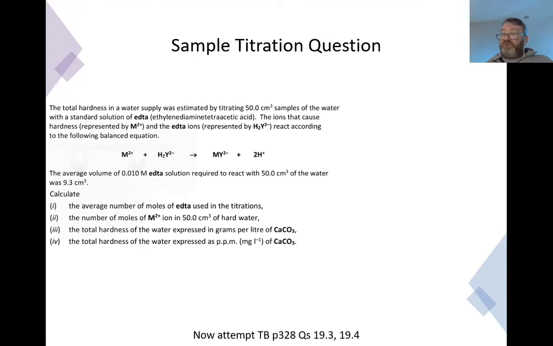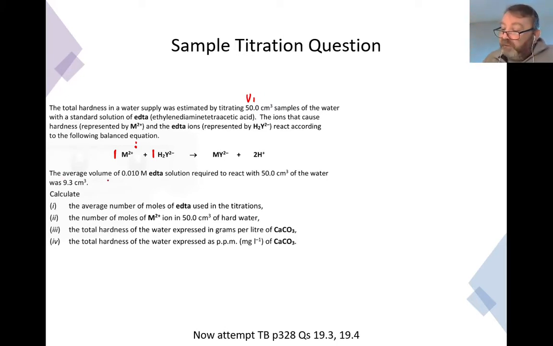Okay, so let's take a sample question here. And again, it's a normal titration, so we don't expect any surprises. The total hardness in a water supply was estimated by titrating 50 centimetres cubed, so there's V1, of the water with a standard solution of EDTA. The ions that cause hardness and the EDTA ions react according to the following equation. Now, as I told you before, in every question involving a titration, a balanced equation has to be given. What are they telling you? The hardness is this one, and the EDTA is this one. All they're trying to tell you is a one-to-one relationship. You're not going to be using any of those funny ions for anything. It's just a one-to-one relationship.